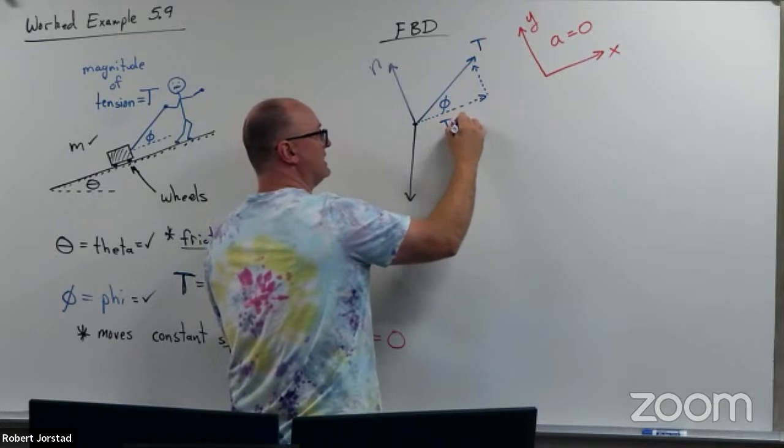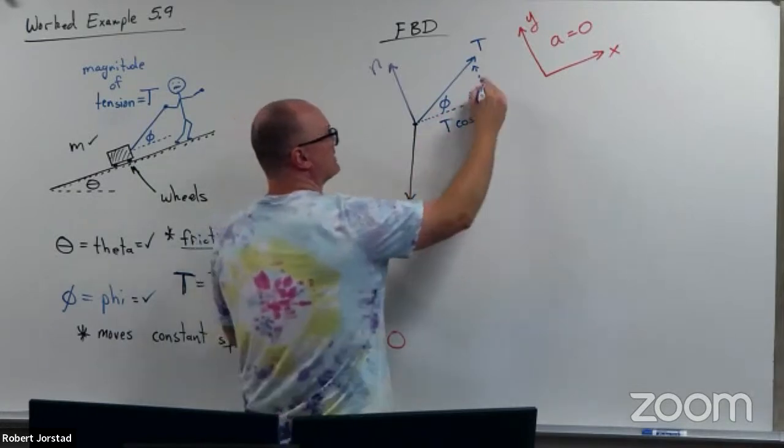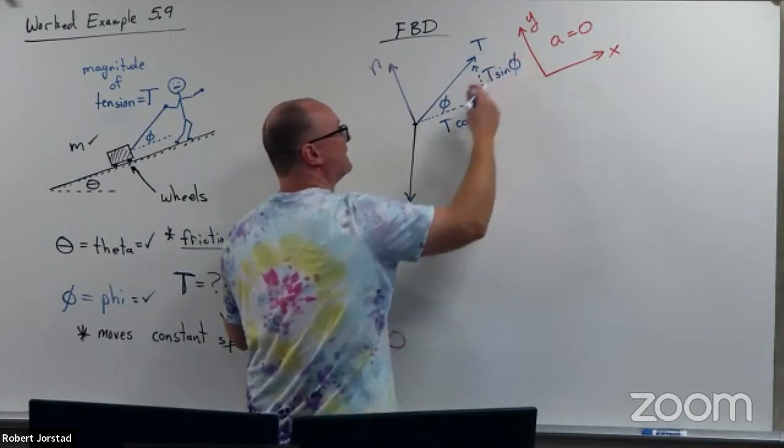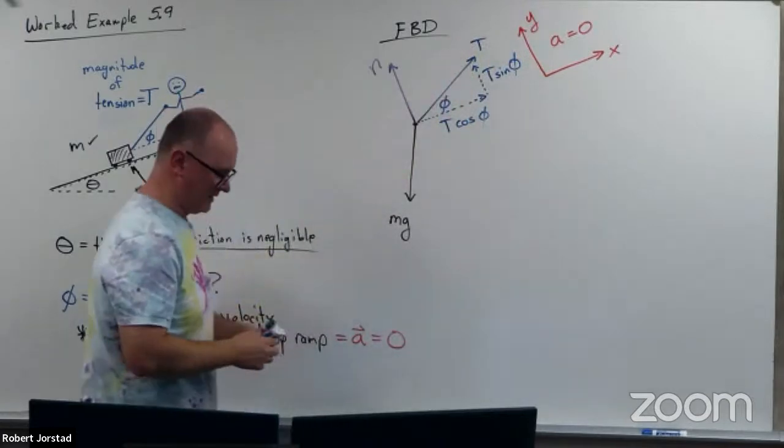This one would be T cosine phi. It's adjacent to the phi, it gets the cosine. This is opposite the phi. This is T sine phi. This is why I sometimes put my labels at the end of the arrows. That way I got room to shove stuff in here.